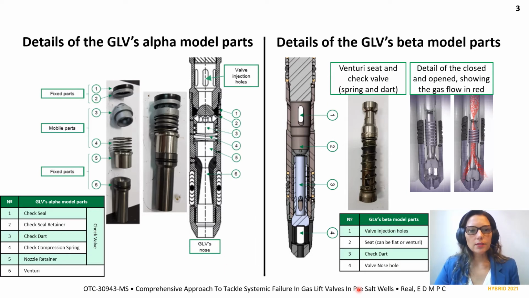In both cases, when the spring is relaxed, the valve will remain in a closed position. When annulus pressure is greater than tubing pressure, the spring is compressed, and the valve is in an open position.